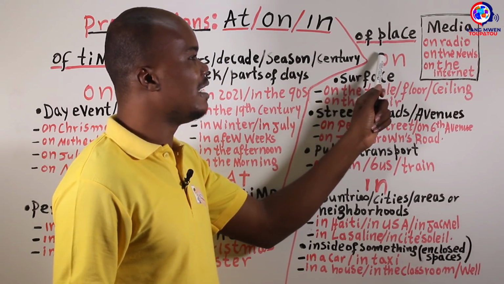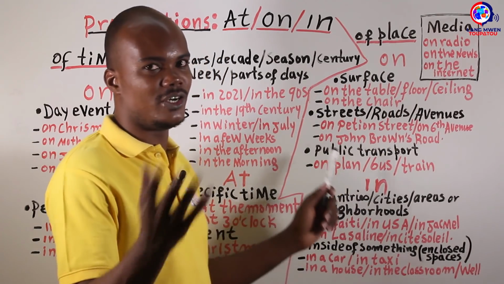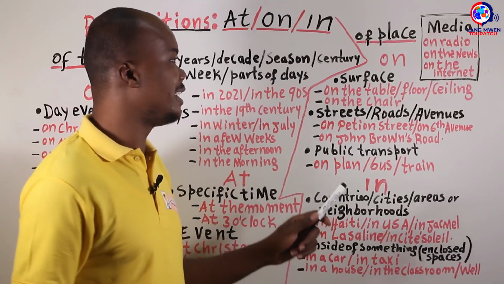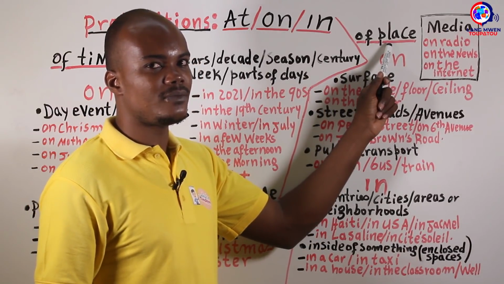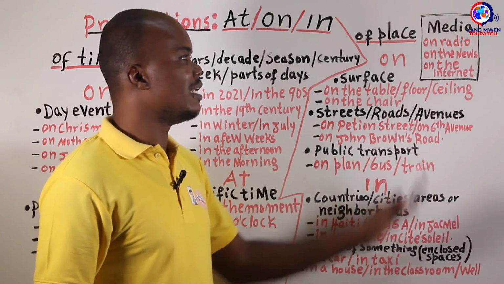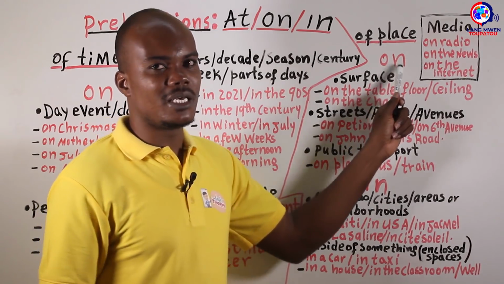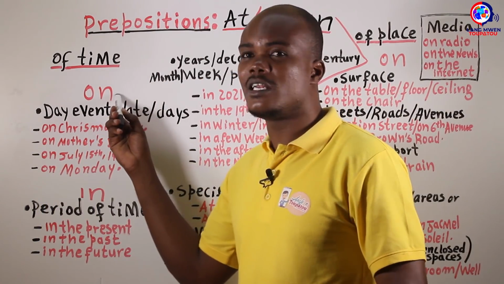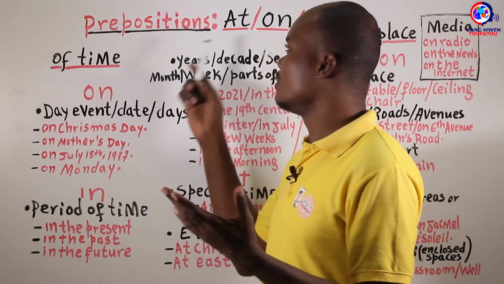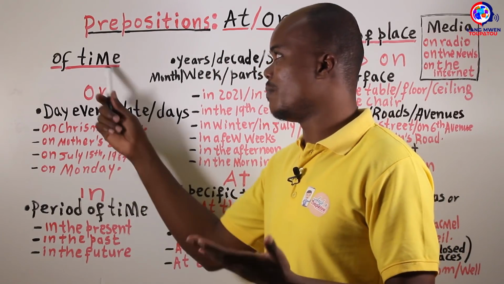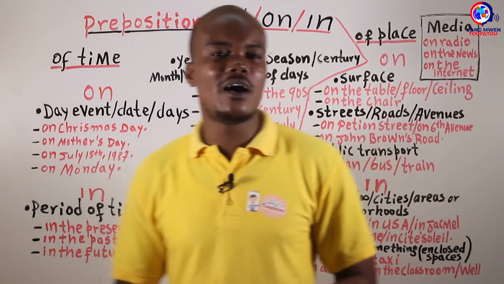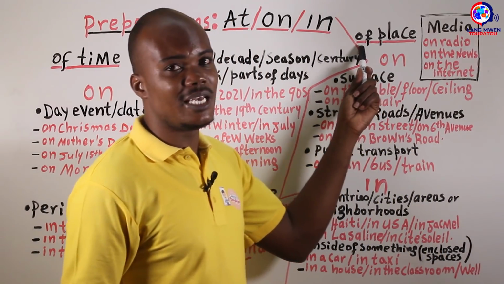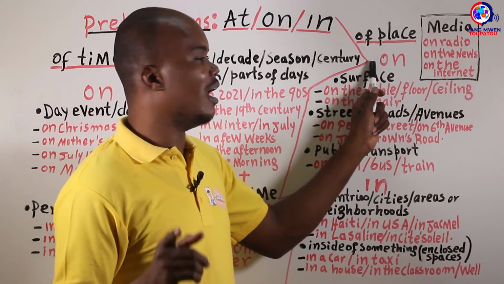Preposition on, preposition in, after you're going to see preposition at, don't worry. As preposition of place, it's another thing. So let's get started with on, because we started with on when I was talking about preposition at, on, and in as preposition of time. And now as preposition of place, I start with the same on.